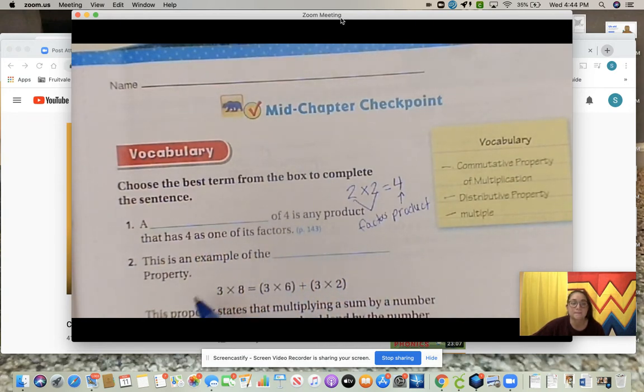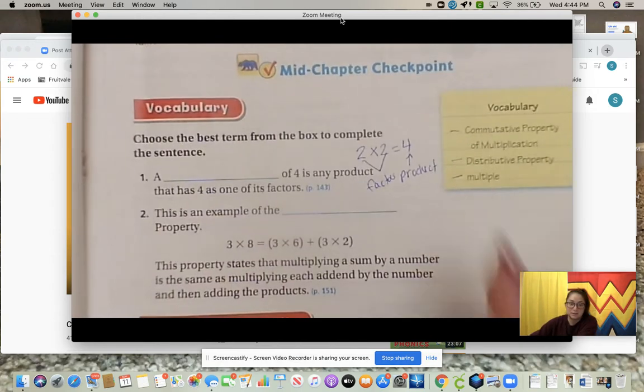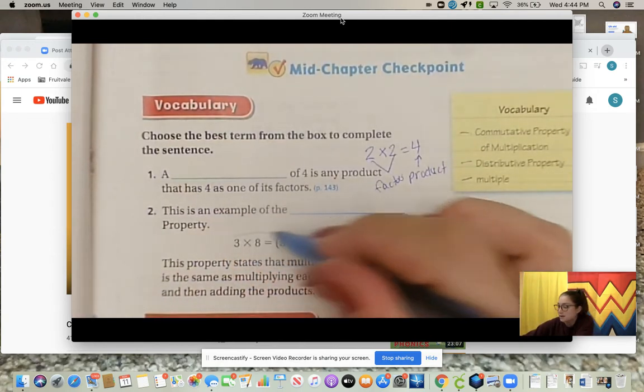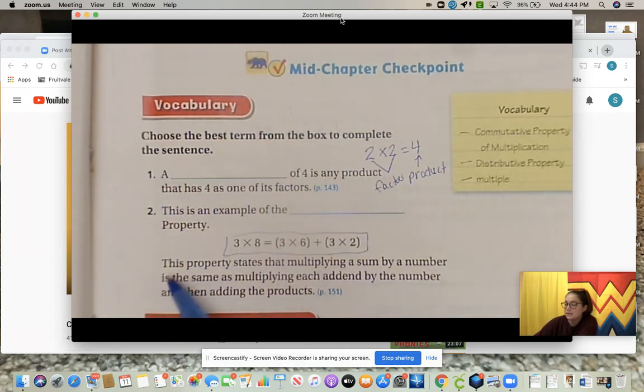So a blank of 4 is any product that has 4 as one of its factors. Okay. This is an example of the blank property. So right here and here, this property states that multiplying a sum by a number is the same as multiplying each addend by the number and then adding the products.